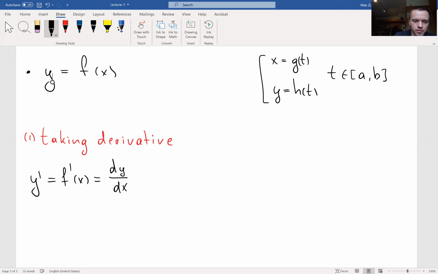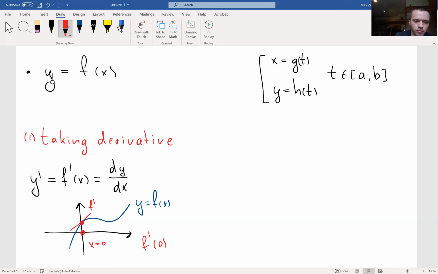Because as you remember, the meaning of the derivative, if you have some function y is equal to f of x, let's sketch it like this. And I will ask, okay, I want to find f prime at a point, for example, at 0. Then that means you choose the point x is equal to 0, and f prime is going to tell you about the slope at that point. Just a small revisit of the meaning of the derivative: it's just slope. It gives you the value of the slope at a certain point.